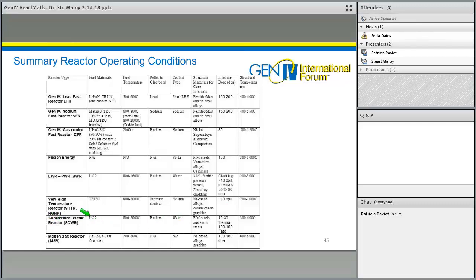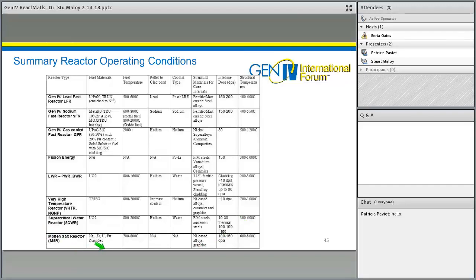Supercritical water reactor is a UO2 fuel. Its fuel temperature is 800 to 2,000 degrees C, and that's in the center of the fuel. But the structural temperatures are higher than a light water reactor at 300, even up to 600 degrees C.